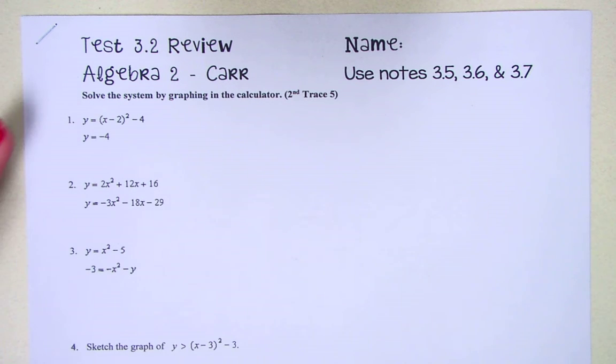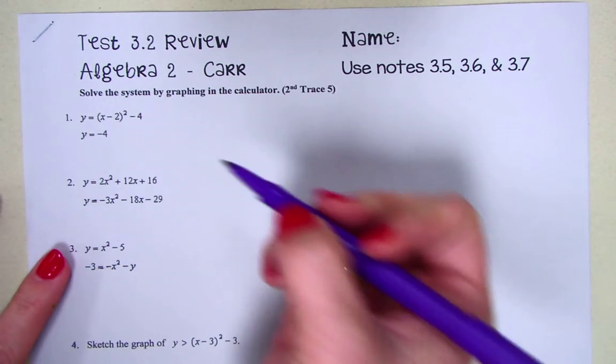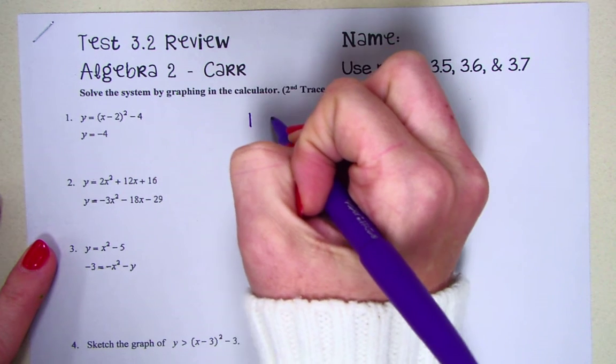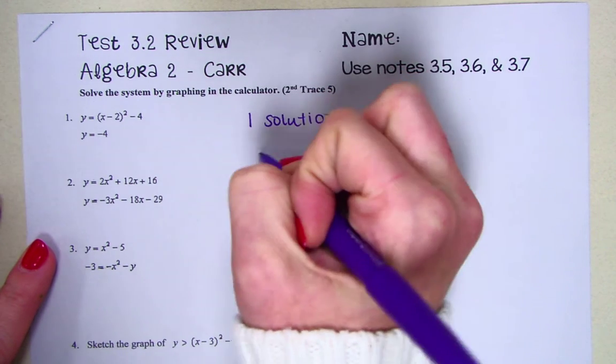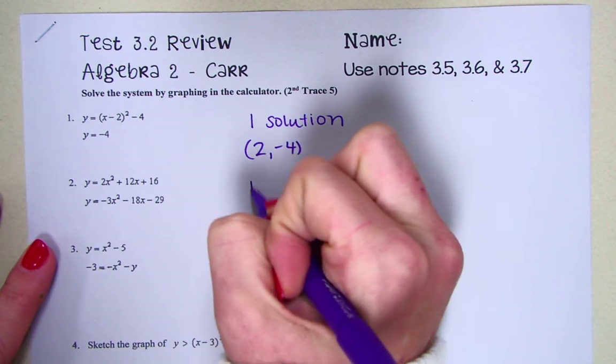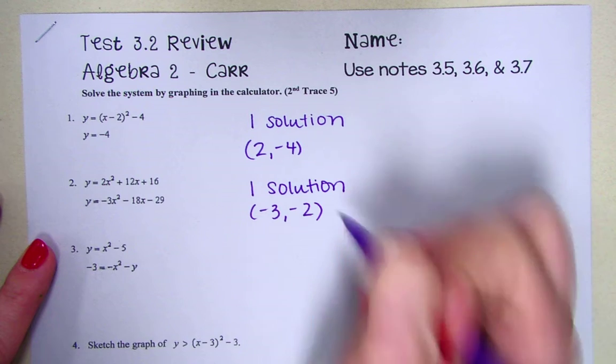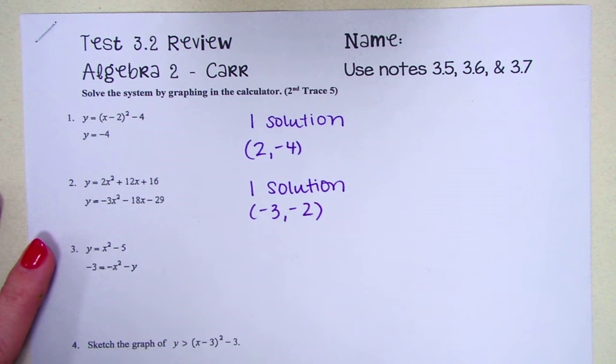So I'm going to do number 3 because I think that's probably the most complicated one, even though none of them are really that complicated. Number 3 is the only one that's not already both of the equations in y equals. I will tell you that on number 1, there's one solution at 2, -4. And on number 2, there's also one solution at -3, -2. If you put these into y equals, you will see that they just touch each other one time. And if you do second trace 5, enter, enter, enter, it will tell you those solutions.